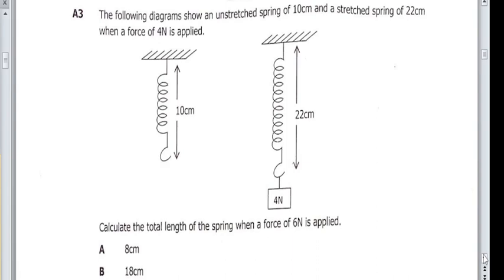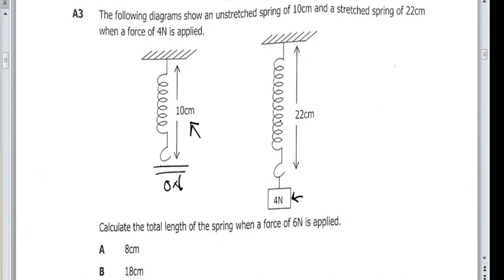Now look at it. When no force was applied, so let's say 0 newtons, this is the length, 10 centimeters. Now when a force of 4 newtons is applied, it has moved to 22 centimeters.